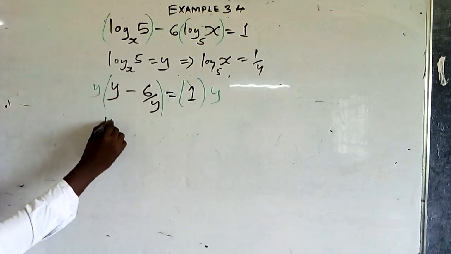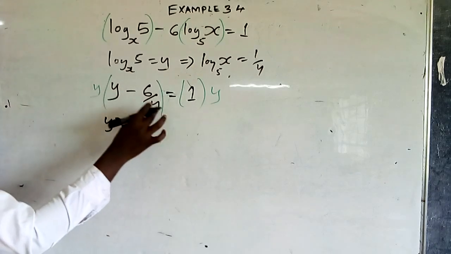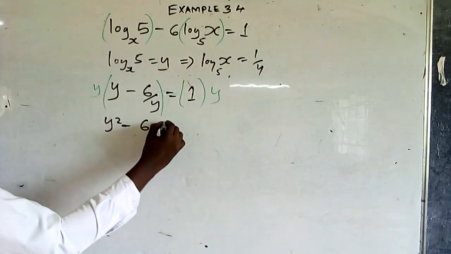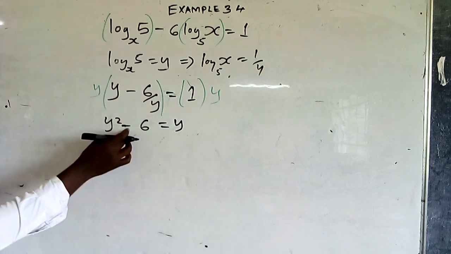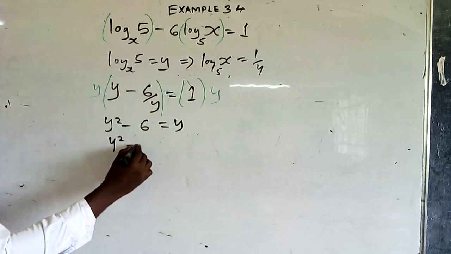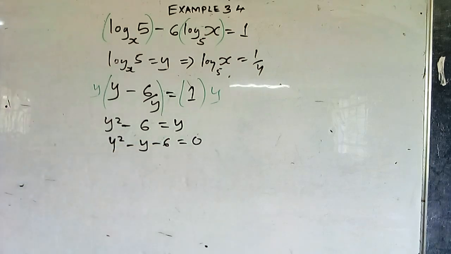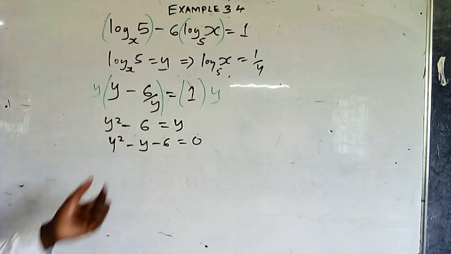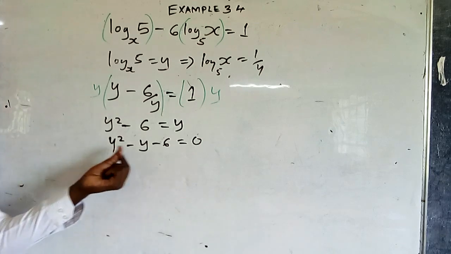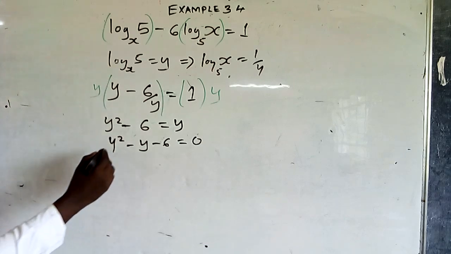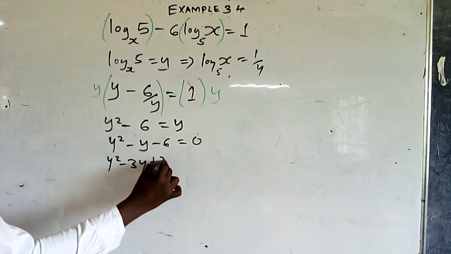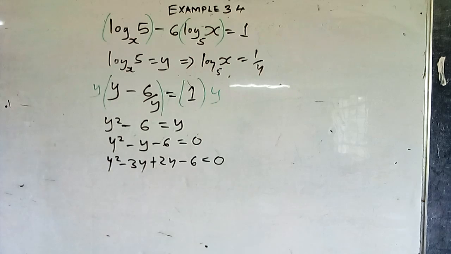So y times y is y squared, then minus y goes with y, you remain with 6 equals 1 times y, then you rearrange as a quadratic. Bring positive y to this side, it becomes negative y. So we have y squared minus y minus 6 equals 0. You use the quadratic formula or factorization. Which numbers give you a product of negative 6 and a sum of negative 1? That is negative 3 and 2. But it's easier to use the quadratic formula. So there you have y squared minus 3y plus 2y minus 6 equals 0.